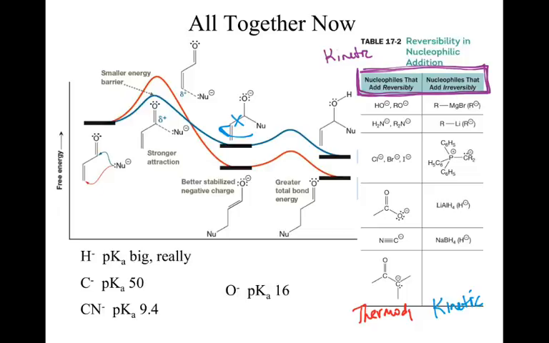Bottom line, every single reaction makes the kinetic product first. You then must decide, can the kinetic product reverse directions? If it can, we get the thermodynamic product. I know, it's lovely logic, but that's the way it works out.